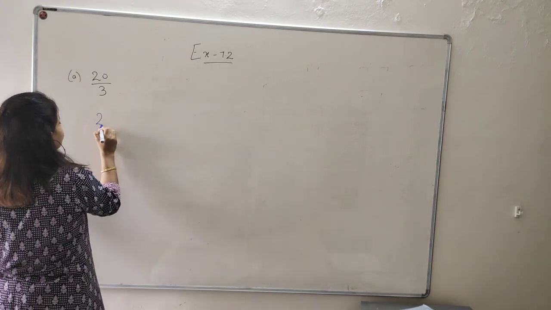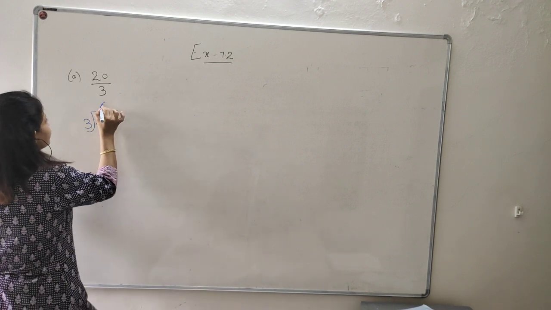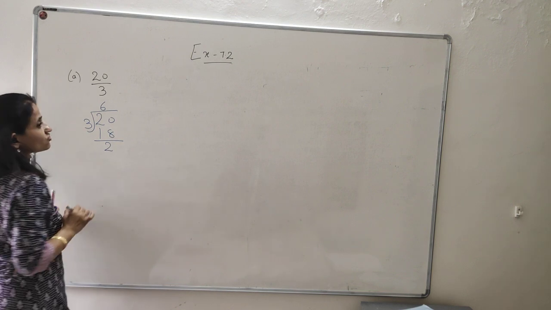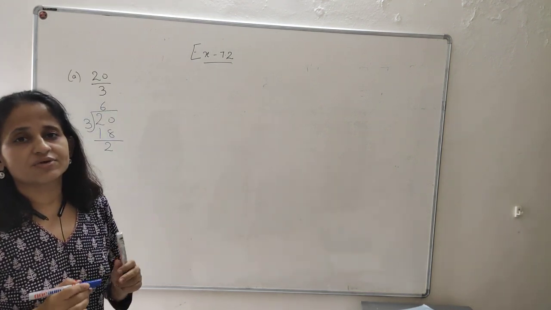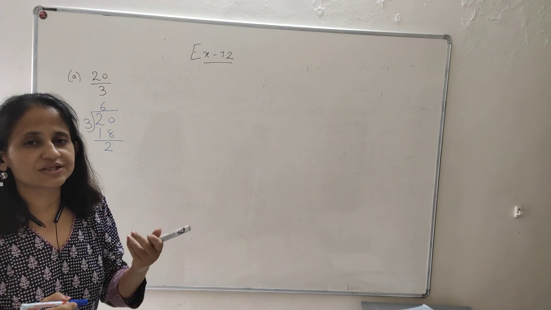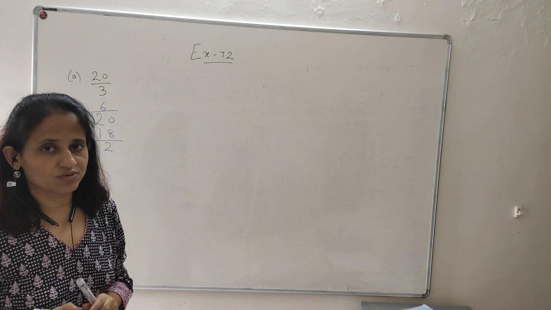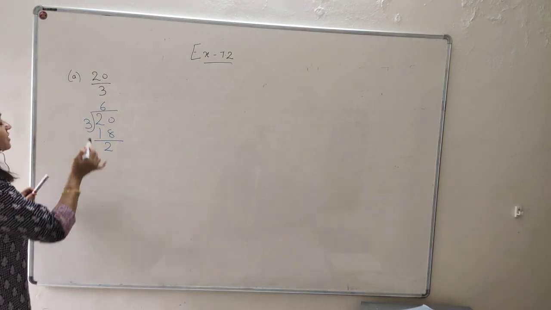20 divided by 3. 3 6s are 18. The remainder is 2. Now always children make mistake what to write as a whole number, what should be the numerator, what should be the denominator. There are two ways to understand. This moves in a cyclic order.